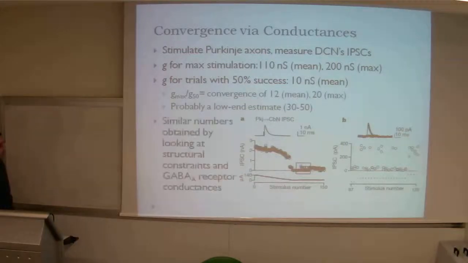And they use other measures as well, which I won't get into here. They look at structural constraints and they look at some of the GABA A receptors, and they also conclude that 30 to 50 is a good estimate for how many Purkinje cells are synapsing onto this DCN cell.